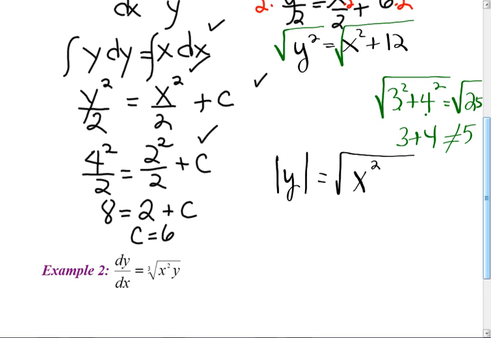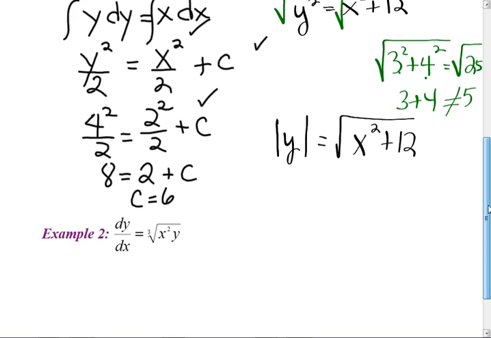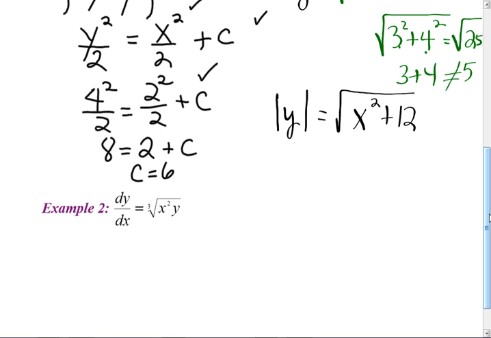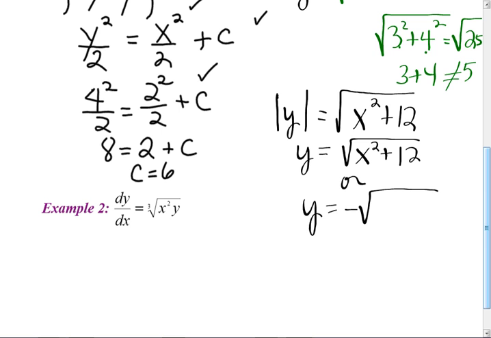So when I solve this equation, we're trying to find numbers that make the sentence true. There are two things I can put in here that make this sentence true. I could say that whatever goes in there for y is the square root of x squared plus 12. Or whatever I put in there, y could be the negative of that. Because isn't the absolute value of the negative of this also positive? Yes.